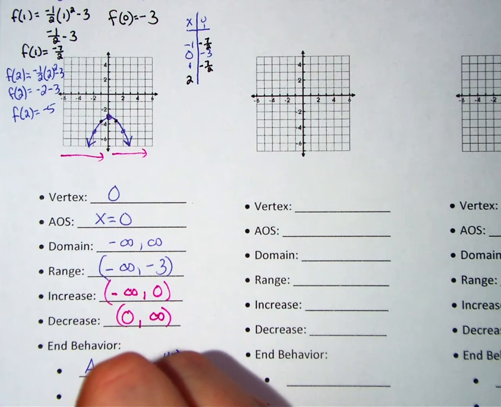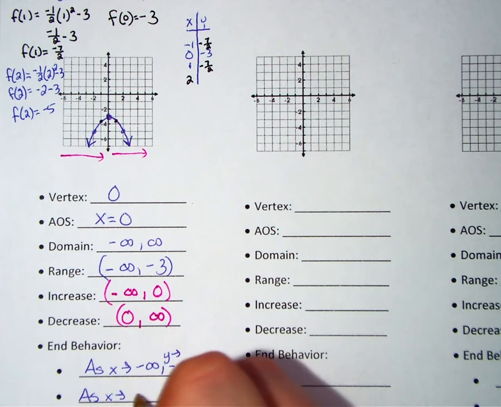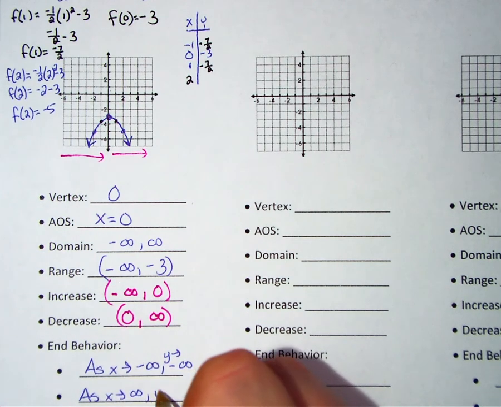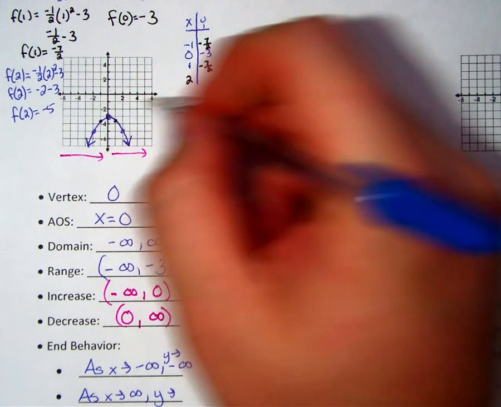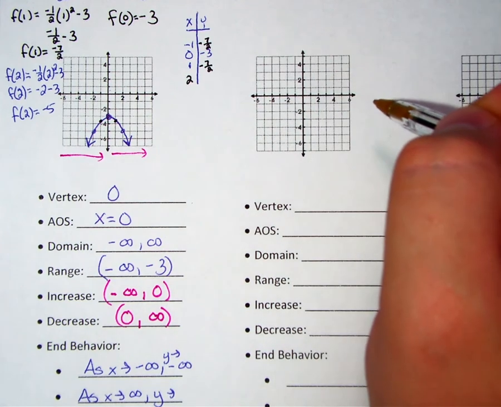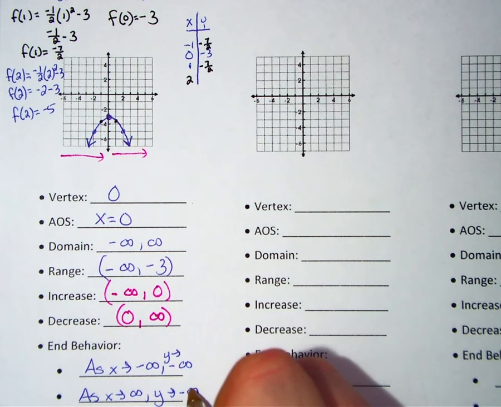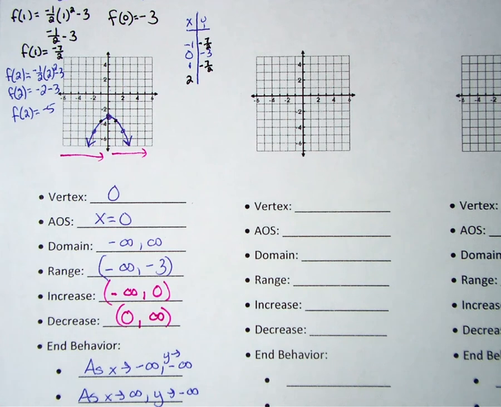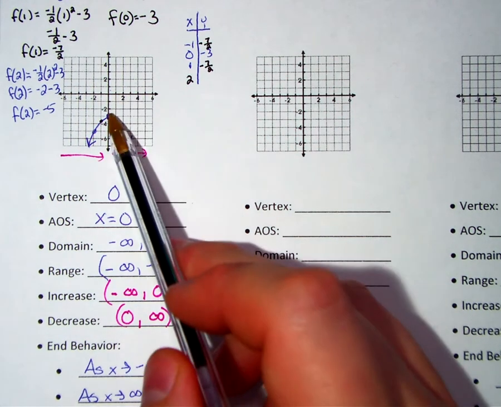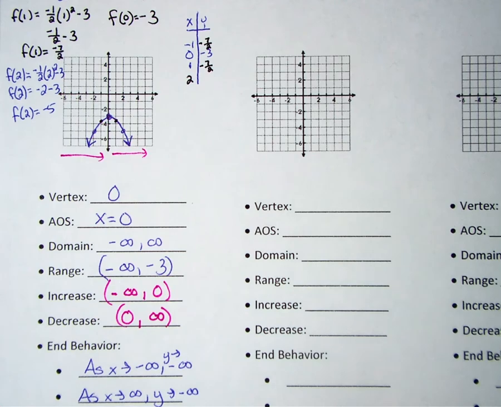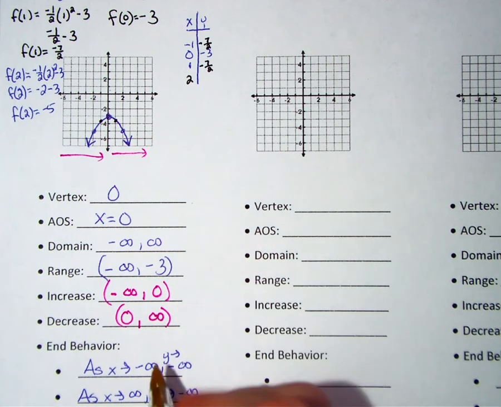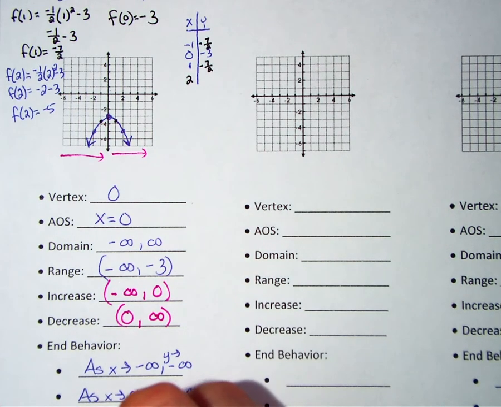All right, as my x approaches infinity, y is approaching, well, as my x's go further and further to the right, my y's are going to continue to go down. That will also be negative infinity. The extrema, the highest or lowest point in our parabola, the highest point in the parabola for this quadratic is the vertex, and so we'll go ahead and list it as the vertex point, 0, negative 3.